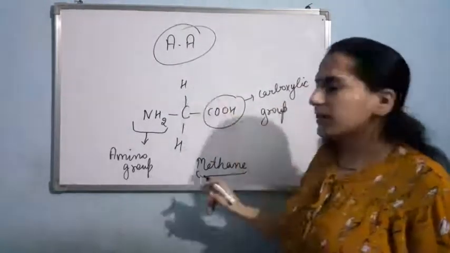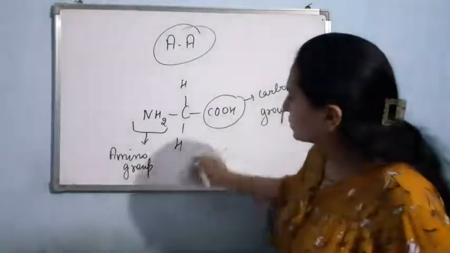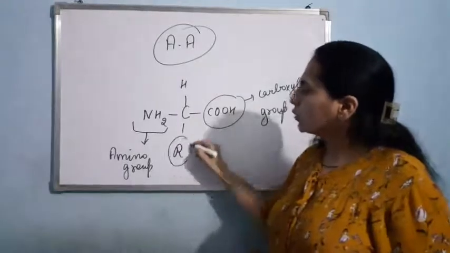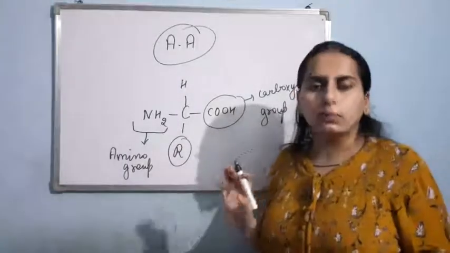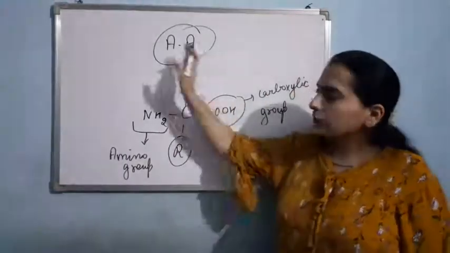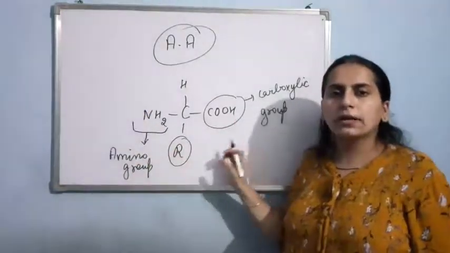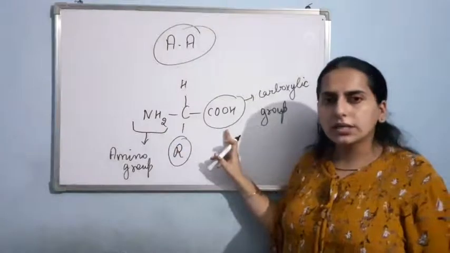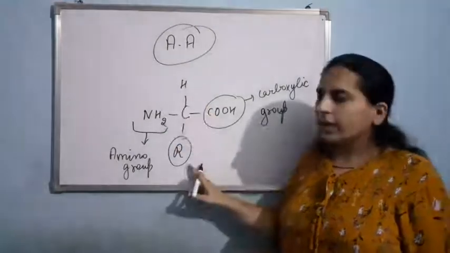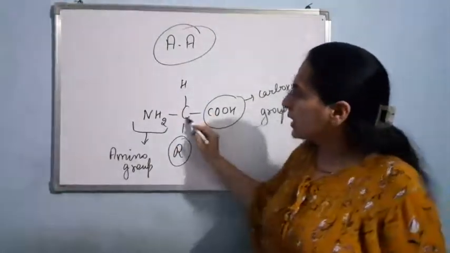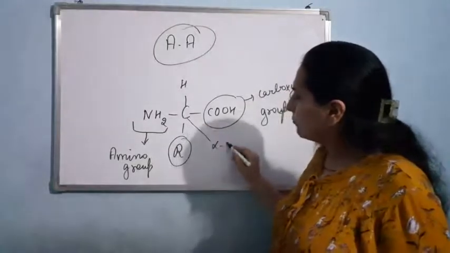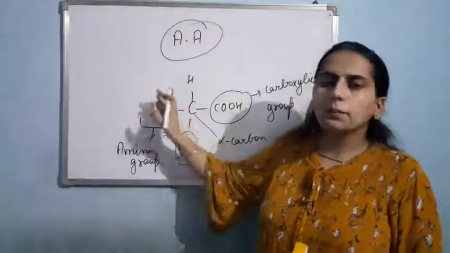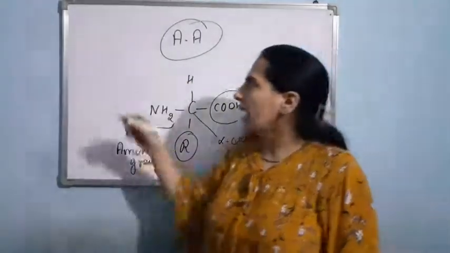Here H will be present and here the H will be replaced by R. This R could be any group, any group. I'll give you the examples. So this is the structure of amino acid. It is having one amino group, one carboxylic group, one H and one R group. And this carbon is known as alpha carbon. Okay, now this is the basic structure of an amino acid.